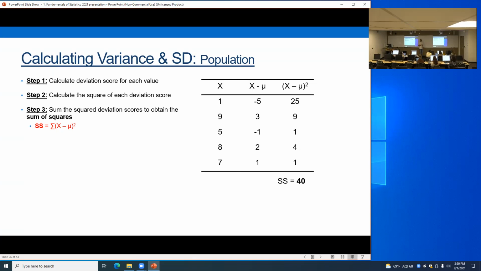Your sum of squares is technically the sum of your squared deviation scores. That's all this is, like what it is in the name. It's taking a set of deviation scores, squaring them, and just adding them up. Okay. Now, why did we go through and do that whole squaring thing? That seems to make things more complicated than it needs to be.